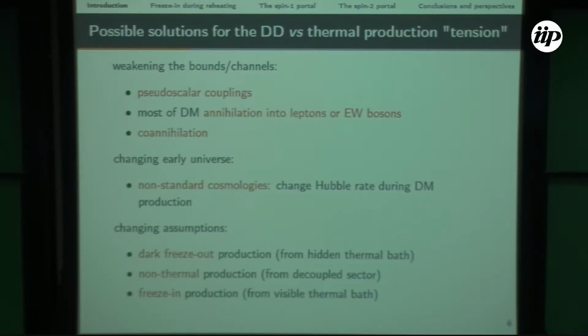And also we can have non-thermal production from a completely decoupled sector. For instance, if the dark matter is produced from the inflaton directly. And also this is different from the freezing, because in the freezing the visible sector is producing the FIMPs, the dark matter. In this case, it's the standard model sector. So now I will focus on this freezing production.